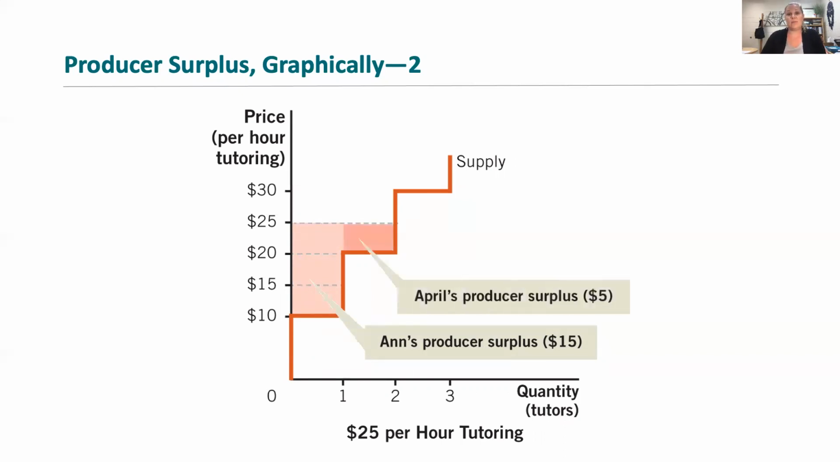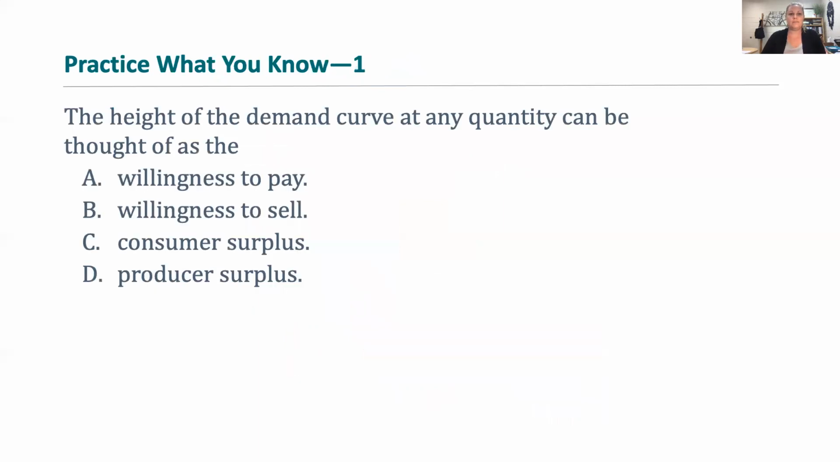April will also provide tutoring services here. April was willing to provide services at $20 per hour, but actually receives $25. So April's producer surplus is valued at $5. Collectively in this market, producer surplus is the sum of Anne's surplus and April's surplus for a total of $20 in producer surplus as the result of these transactions.